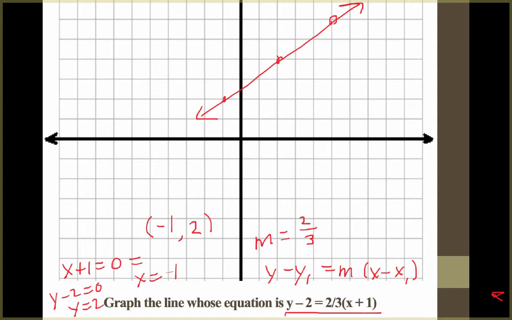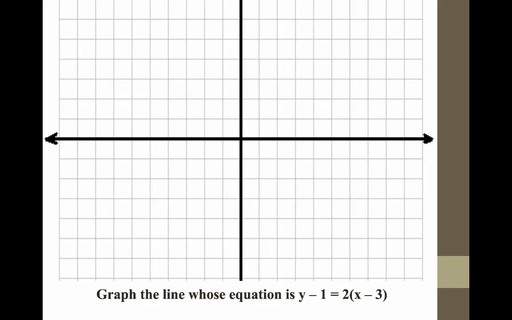So the first thing we need to do is pull out the point, plot the point, and then use the slope from there. And again, just like we did in slope-intercept form, I want to see 3 points. So your initial point that you start with and 2 more. Let's go on and do another one.